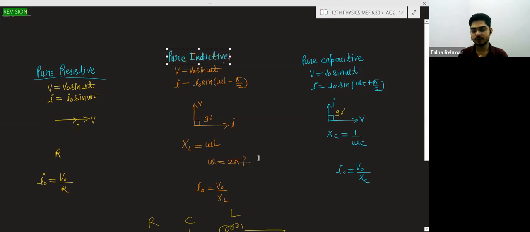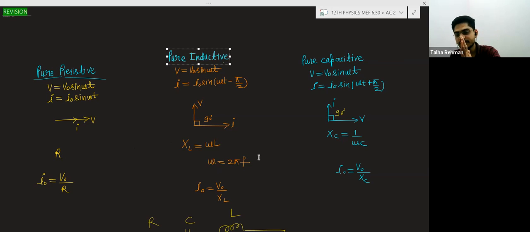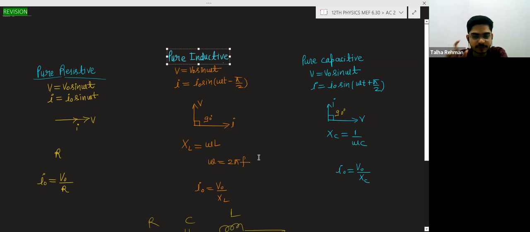Basically, here what we are studying in this chapter, alternating current and alternating voltage, means the current which changes with time is alternating current, the voltage which changes with time, alternating voltage. Okay, and I have told you what is the equation of the alternating voltage.